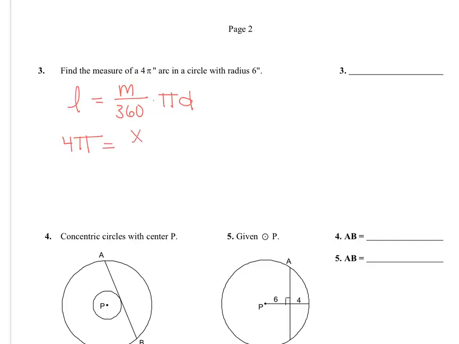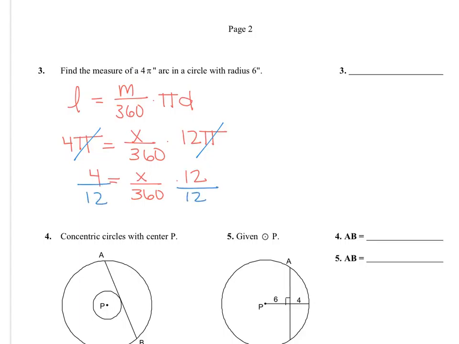4 pi equals, I'm going to call that x over 360. If our radius is 6, we have a 12 pi circumference. I like to get rid of my pi's, leaving me with 4 equals x over 360 times 12. Now we can do this a few different ways. I like to divide by that 12, and 4 over 12 is 1/3 equaling x over 360, and I now end up with 3x equaling 360, or x equals that 120 degrees.